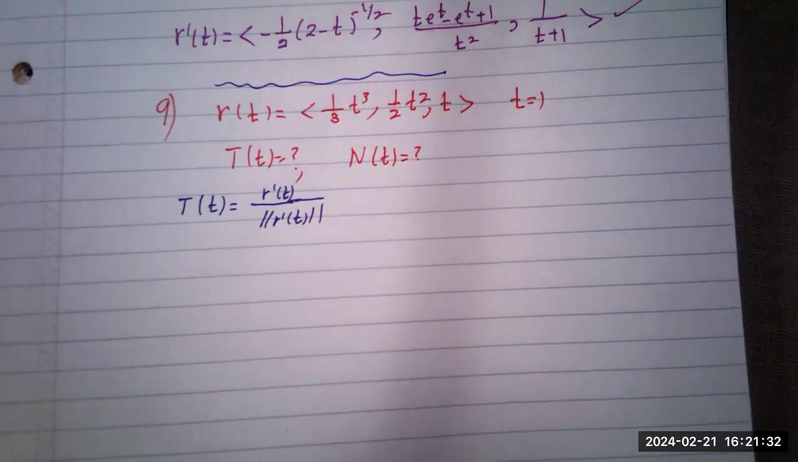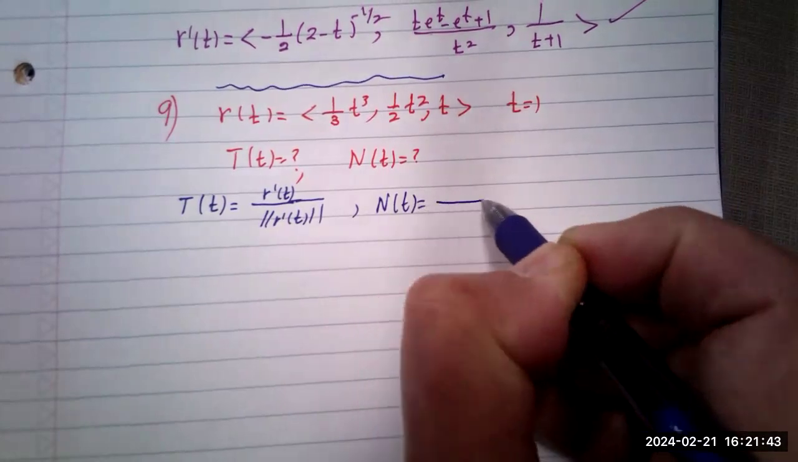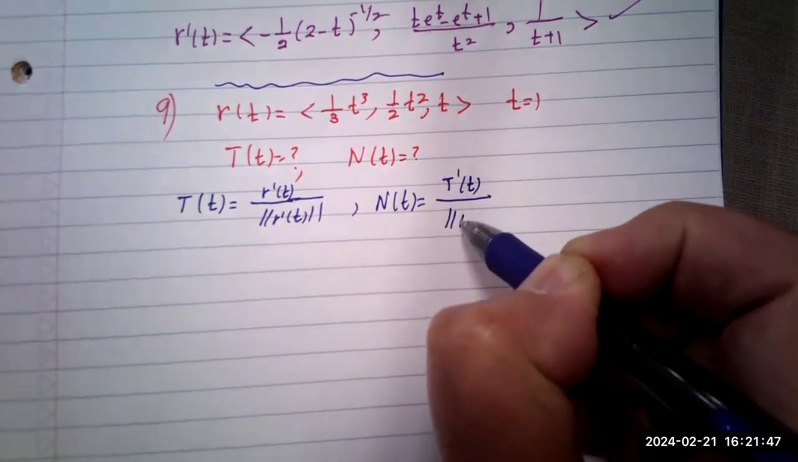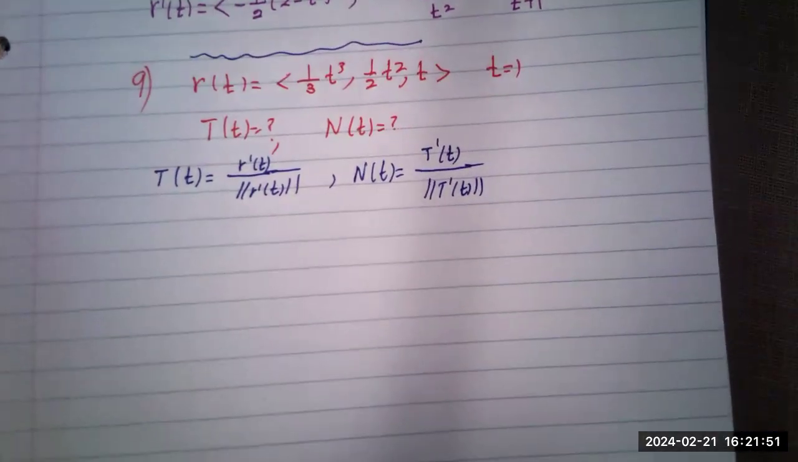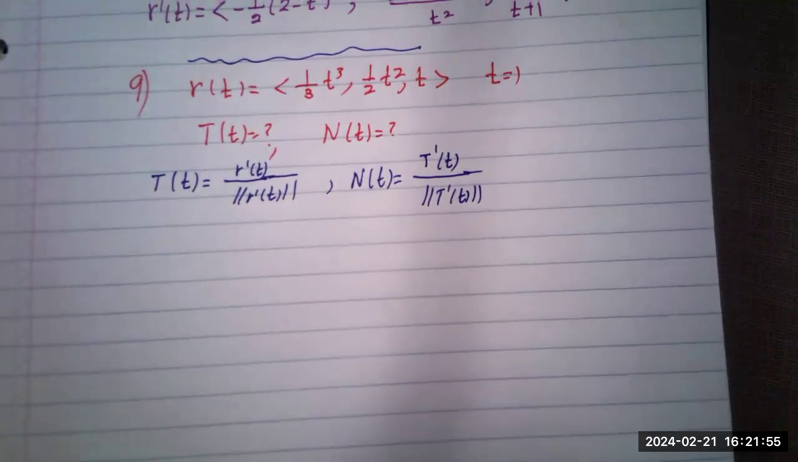For the normal vector, you have to find T prime of t and normalize it. So that would take more time. N of t would be T prime, which is a normal vector, but you normalize it to get the unit vector. That's your job. You wanted that at t equal to 1. But you have to get the differentiation first.